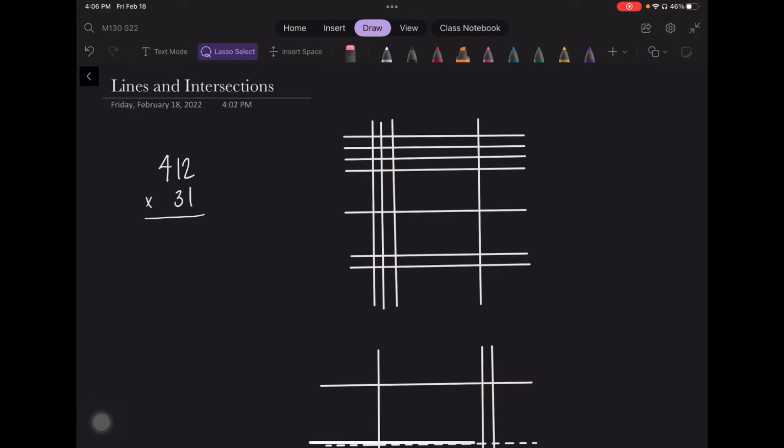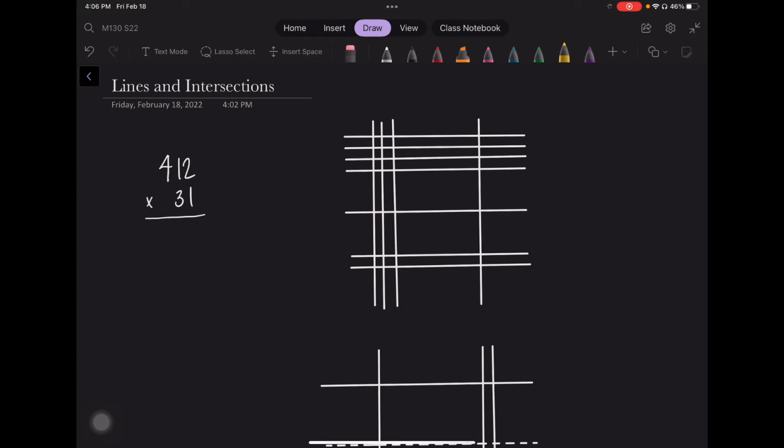So notice that I have 4 lines here, 1 line here, 2 lines here. That represents 412. There's a space in between each number. Then I have 3 lines up here and 1 line here. So that's 31. And now what we're going to do is just count out how many dots there are by each intersection that is made.